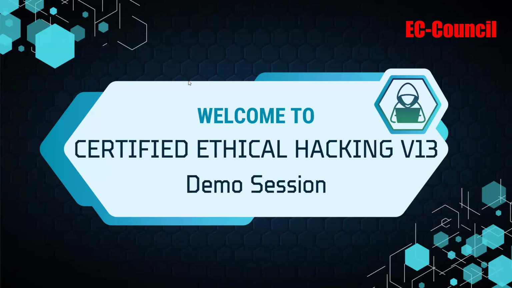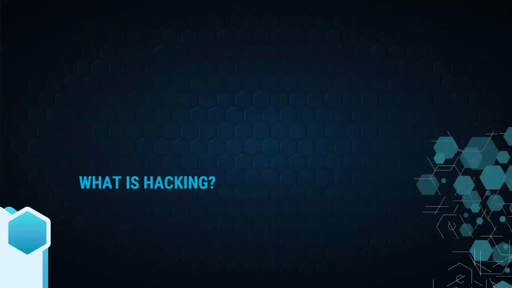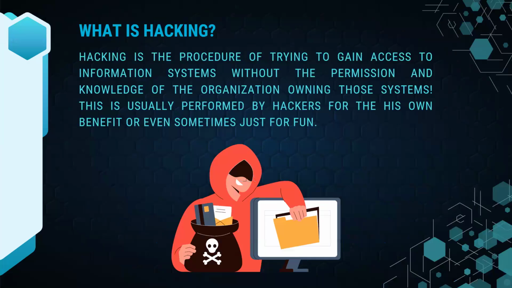Let's clarify the definitions of what hacking and ethical hacking are first, because a lot of students have a misconception that hacking and ethical hacking are one and the same, that they can be used interchangeably. That is quite wrong. To define hacking, this is the procedure of trying to gain access to information systems. Cyber criminals, people who perform malicious activities, their main agenda is to get access to your devices. These devices could be anything, as small as a mobile phone to as big as a web application server or a database, or the cloud environment itself.